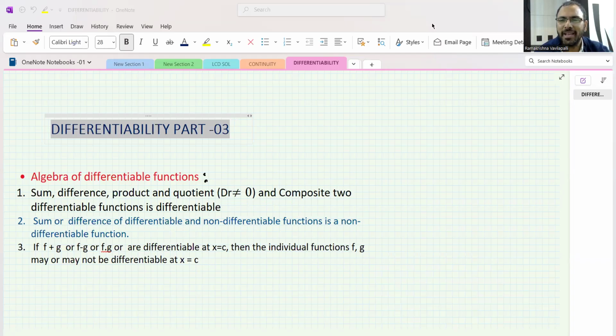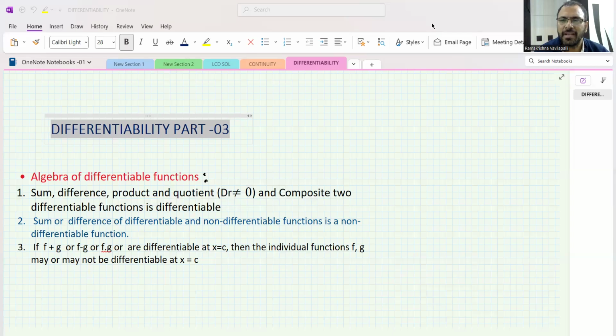I'm going to explain one more important concept of differentiability, part 3. This is the last class of differentiability. I would like to explain what the algebraic properties of differentiable functions are and how to find non-differentiable points of minimum and maximum of two or more functions. This concept is very important.